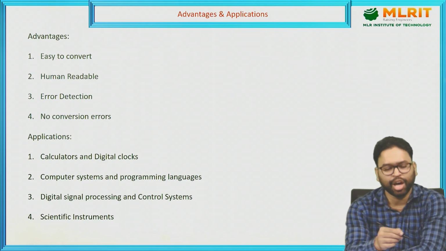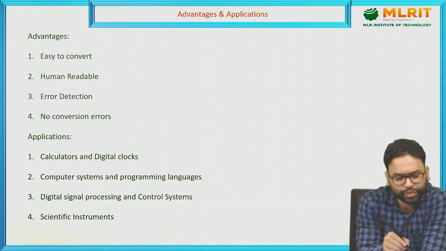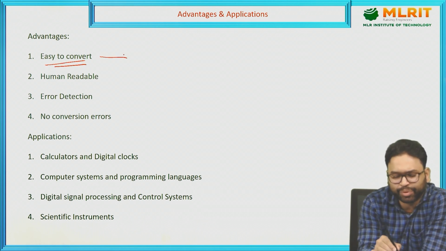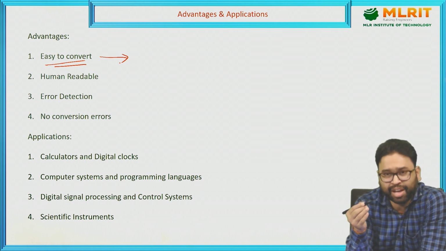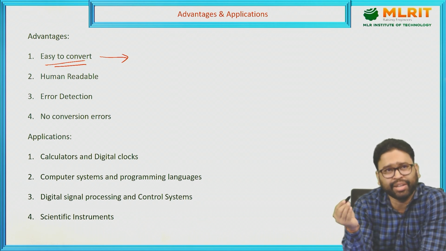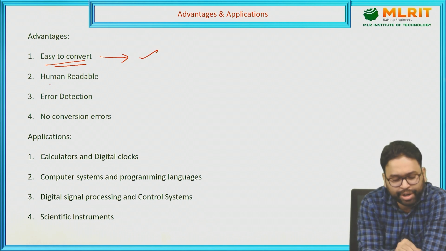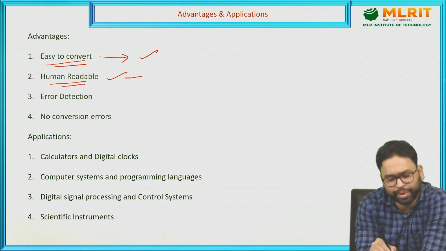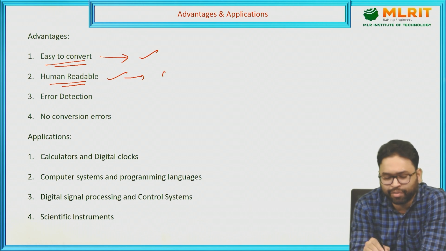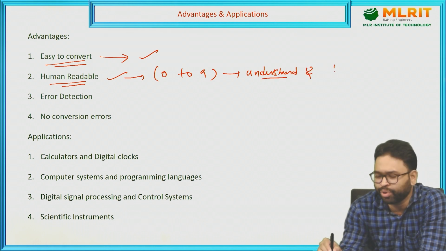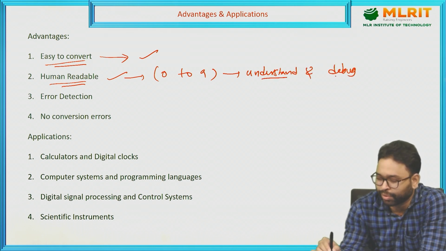Now let's look into advantages as well as applications. First advantage: easy to convert. That means we can convert each and every decimal value from decimal to binary or binary to decimal very easily. Second, human readable. Yes, it is human readable because all we are supposed to remember are the digits 0 to 9. That means we can easily understand the values, and it is also very easy to debug the code.